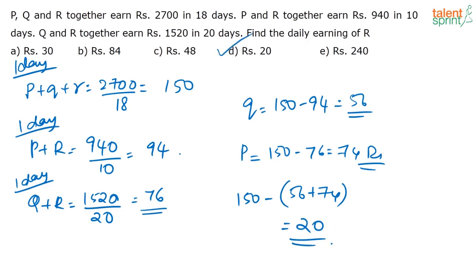Very easy. As I said, no need to write any of these steps in the exams. Since I am explaining, I am writing it to you directly. You can just write three things. P plus Q plus R is 150, P plus R is 94, Q plus R is 76, and you get the answer.